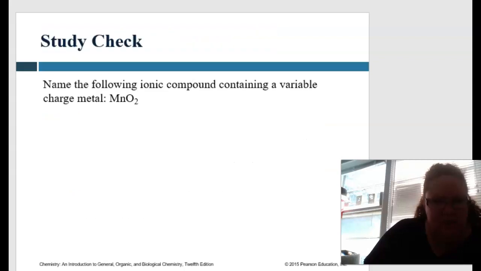All right, so here is one for you guys to check out. Name the following ionic compound containing the variable charge metal, MnO2. So pause me and come back.